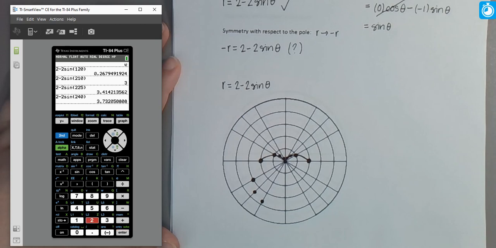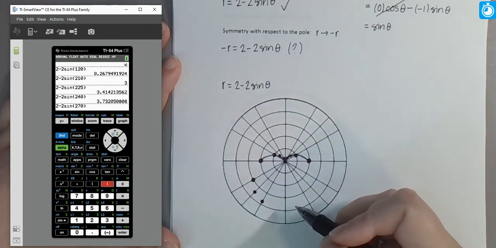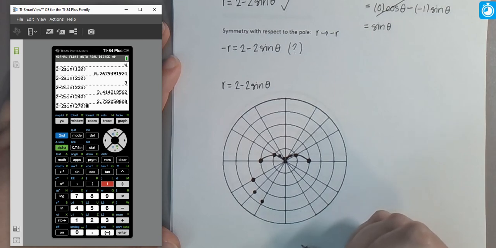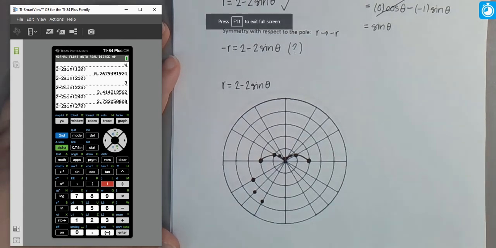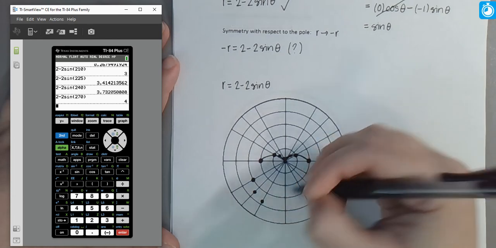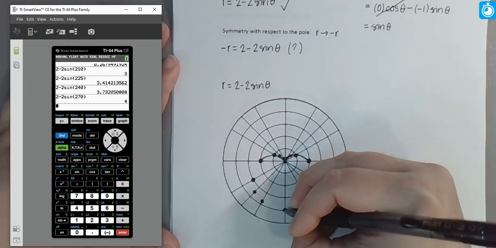And then if we keep rotating, what happens when we get to 3 pi over 2 or 270 degrees? So 2 minus 2 times the sine of 270. Well, let's think about this one. So at 270 degrees, the sine has a value of -1. So -1 times -2 is going to be a positive 2. So 2 plus 2 is 4, not surprising. So 1, 2, 3, 4.